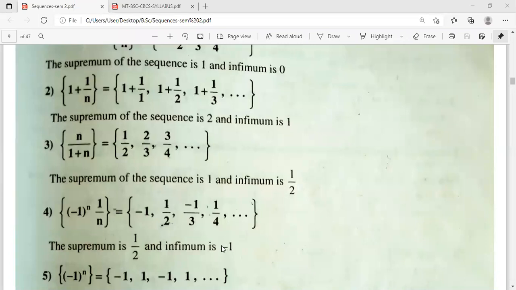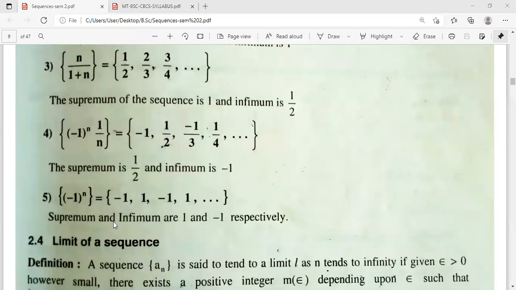Here also, the supremum and infimum are 1 and minus 1, because the highest value you are getting is 1. The range is equal, you are getting two values, minus 1 and 1. That means here the supremum is 1 and the infimum is minus 1. Okay. Supremum is 1, infimum is minus 1.